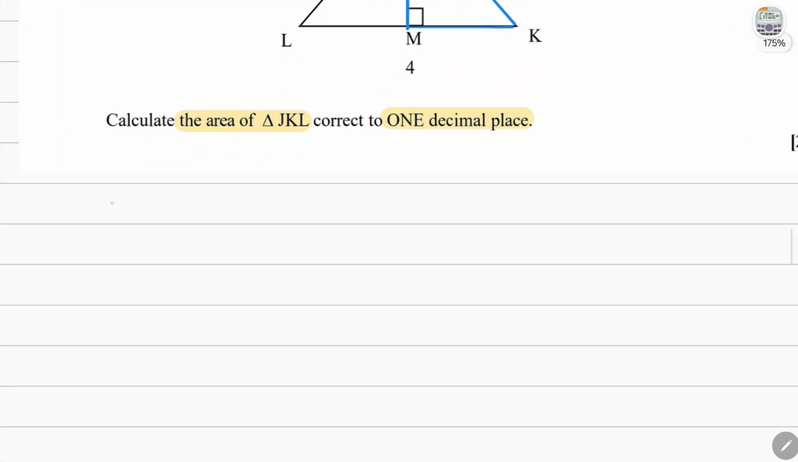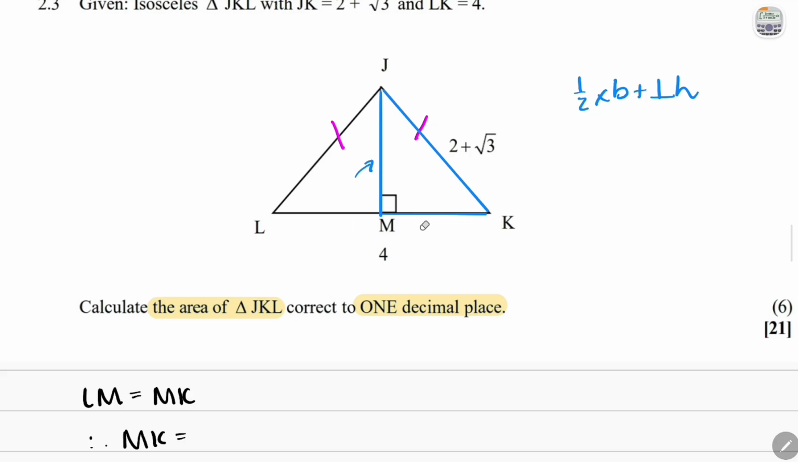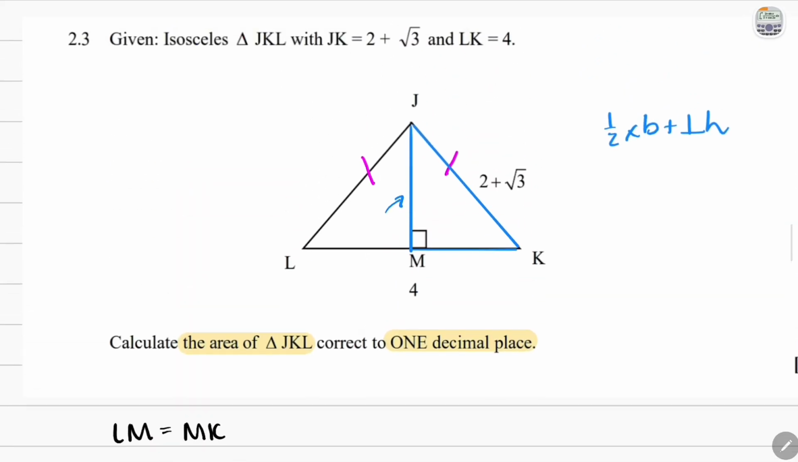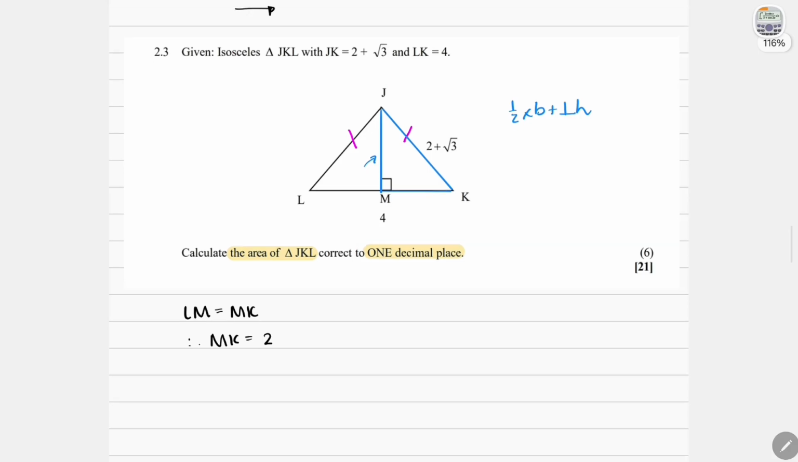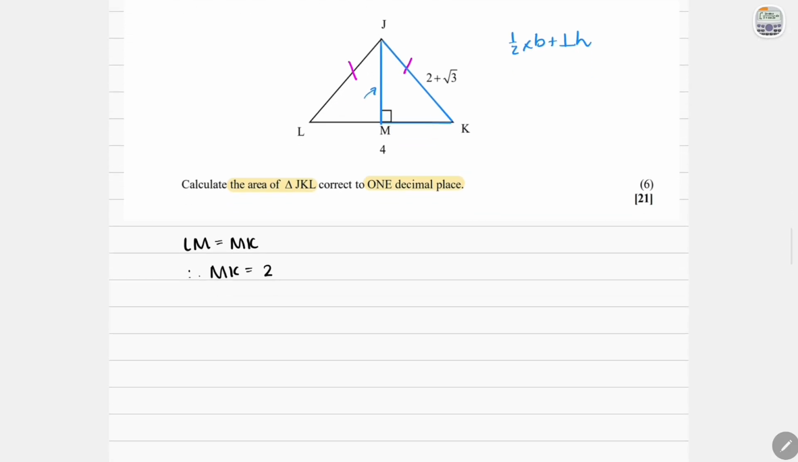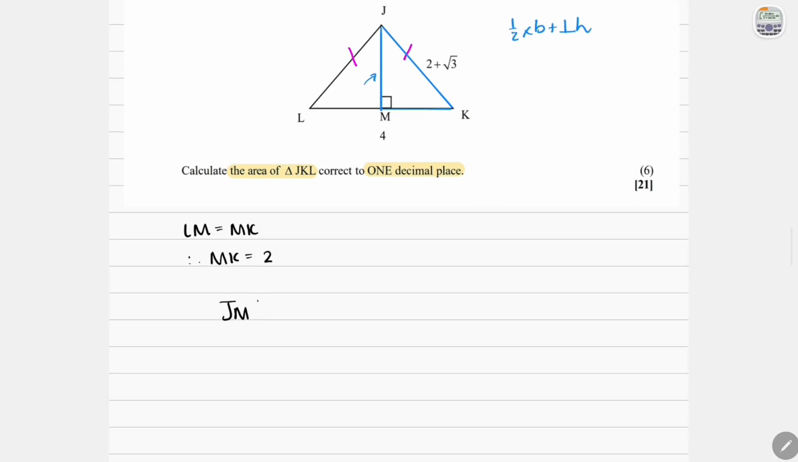Because they said it's an isosceles triangle, LM is equal to MK, and we know that MK is therefore equal to half of 4. So that's 2, that's 2. Okay, 2 units each. Great. Now that we know what MK is, we can use Pythagoras to find JM. So JM squared is equal to, it's a shorter side, so take the longest side squared, JK squared, minus the other shorter side, MK squared. So JM squared equals 2 plus root 3 all squared minus MK, which is 2, all squared.